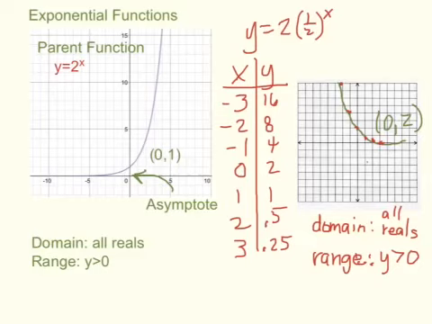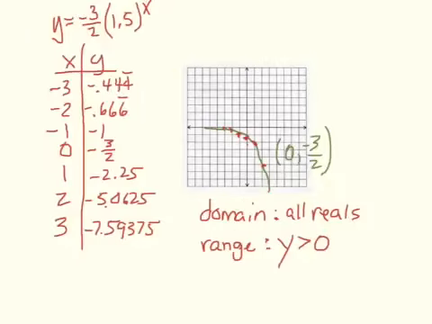Notice that our y-intercept here is (0, 2). This next example, we have a 1.5 here. That means it's going to be going up 1.5 times each iteration. And the number out front here is a -3/2.